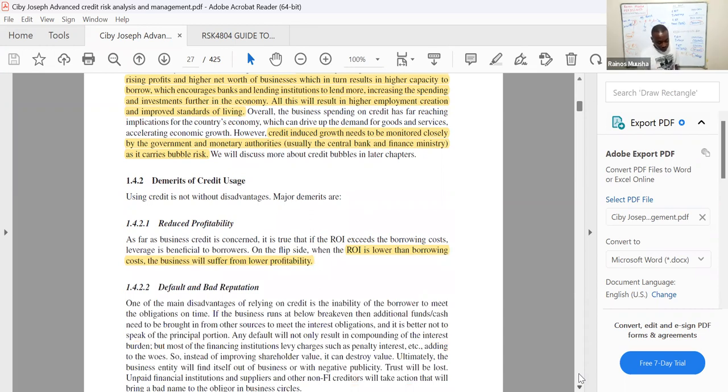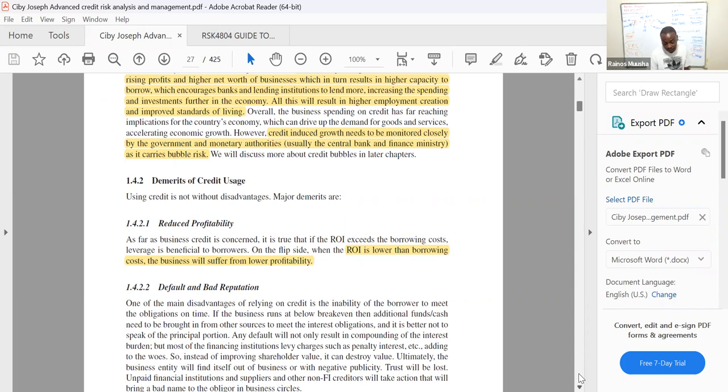Moving on to the disadvantages of credit, which is the demerits of credit usage. The first one that they discuss is reduced profitability. And I'll read this from the beginning of the paragraph. So here they say, as far as business credit is concerned, it is true that if the return on investment exceeds the borrowing cost, leverage is beneficial to borrowers. On the flip side, when the return on investment is lower than the borrowing cost, the business will suffer from lower profitability.